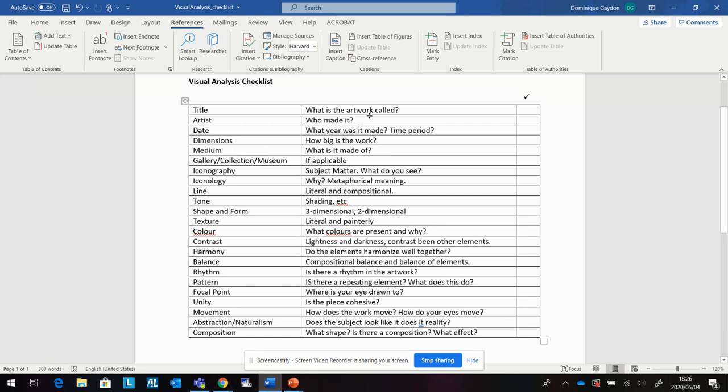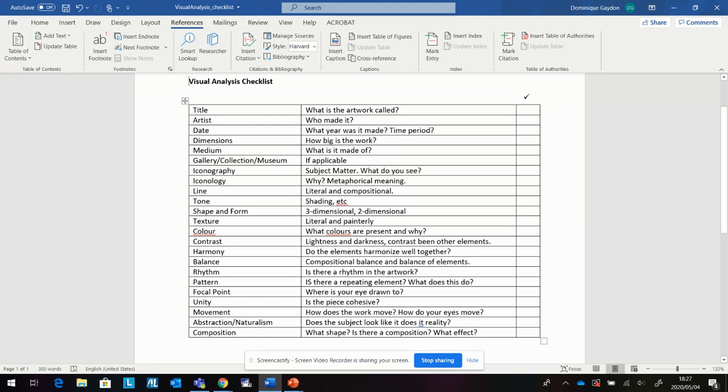So the title can help us to determine meaning. The artist, who made it, also gives a huge amount of meaning. What year was it made and the time period? So with this, I'm looking for context. So there's a huge difference between artwork made in 1820, 1920, and now in 2020. So we need to consider what was happening in the world, what was happening to people in that time, what technology did they have available, what was everybody thinking about, that sort of stuff.